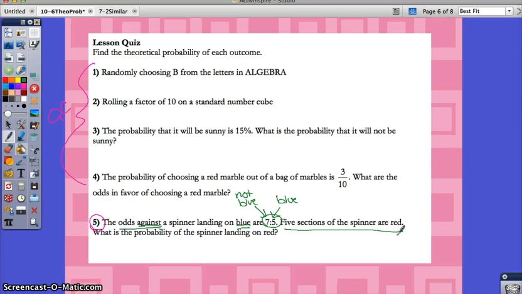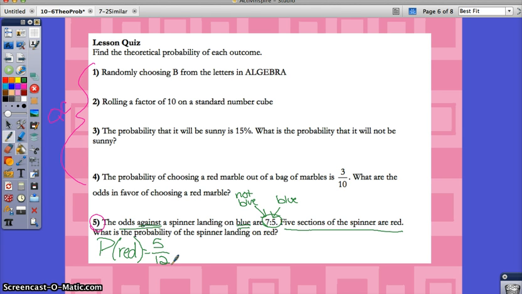What is the probability of the spinner landing on red? Well, how many ways can you land on red? 5. And how many different outcomes could you have? Well, remember, you're just totaling these. So it would be 12. 5/12 then is your probability of red.